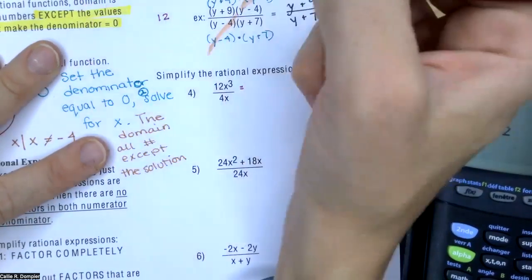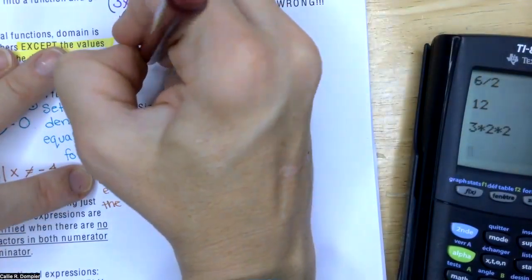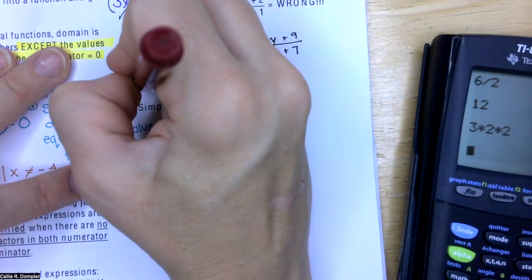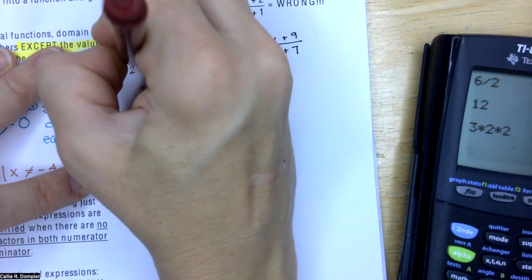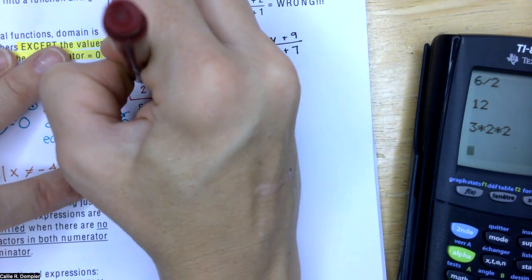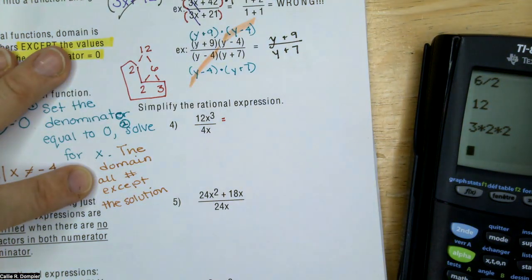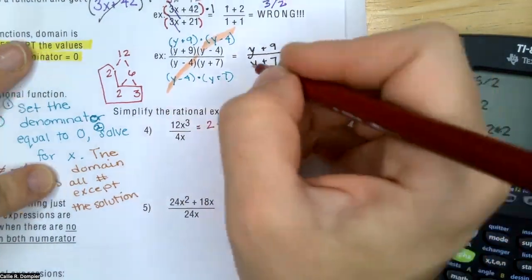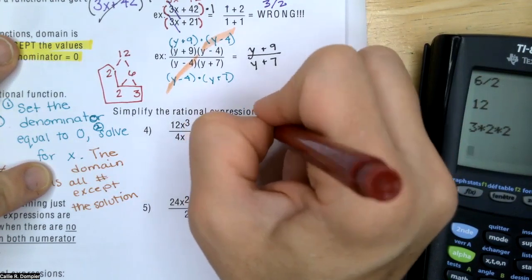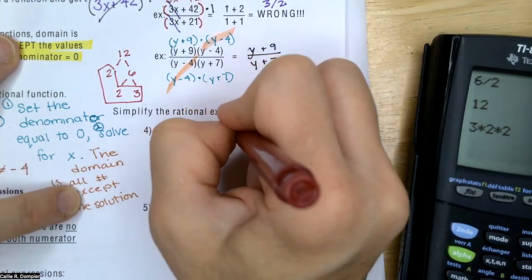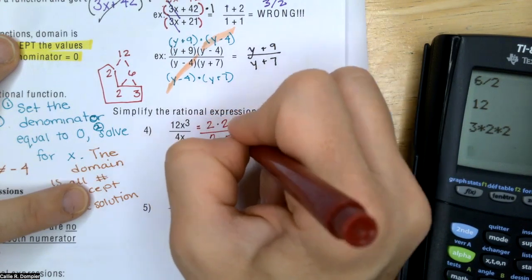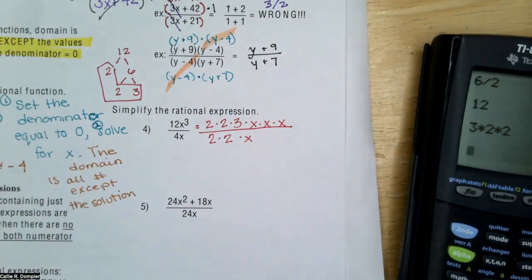So 12 becomes whatever you want, 2 and 6. 2 is prime, so 6 becomes 2 and 3. The prime factors of 12 are 2, 2, and 3. And then the prime factors of x to the third are just 3 x's. And then here 4 is 2 times 2, and x. So you're welcome to do it that way.